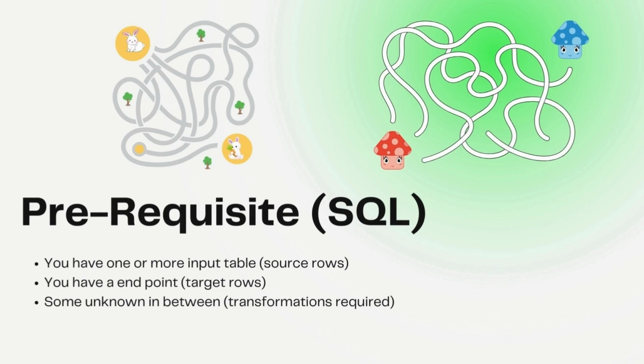You have one or more input tables as the source rows. That becomes your starting point. You have one endpoint, which is your output or the target rows. And then there are some unknowns in between, which is basically the transformations or the business rules you have to apply on source rows to get the desired output.